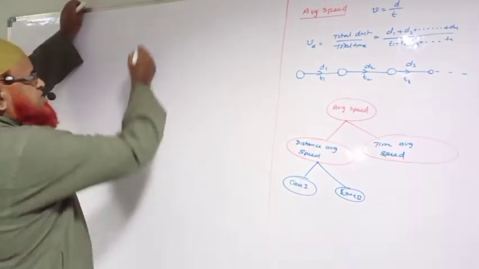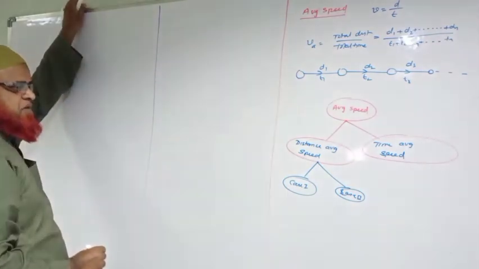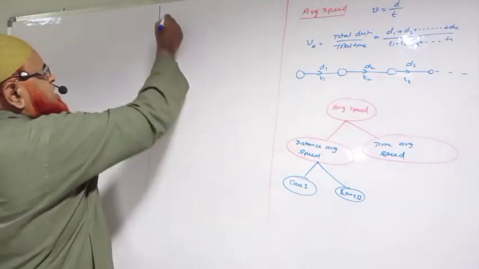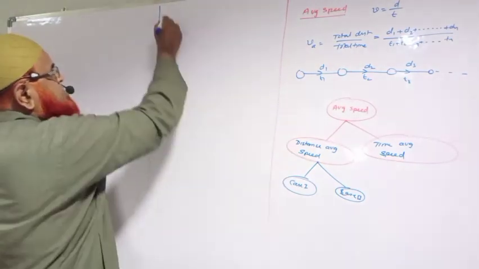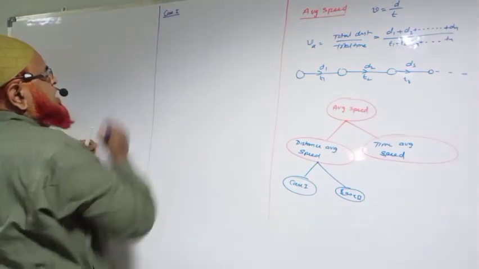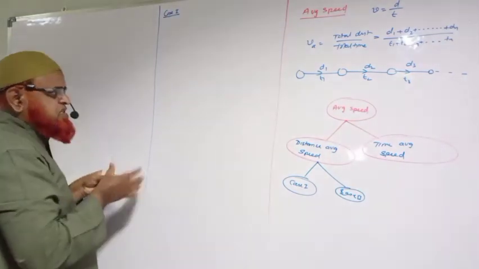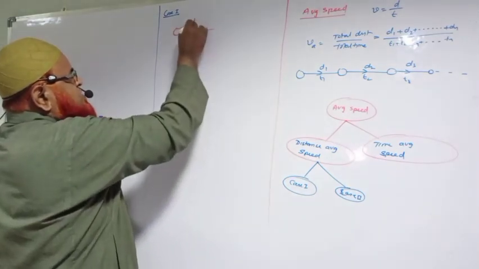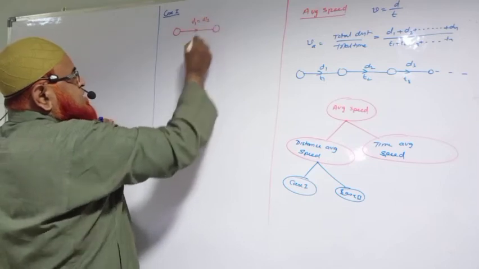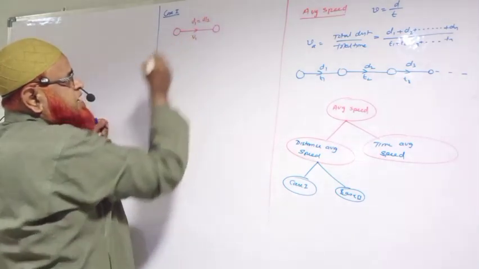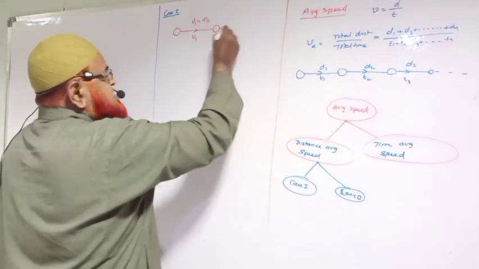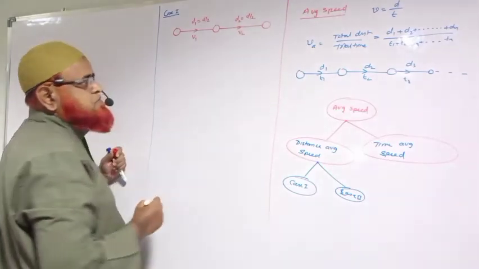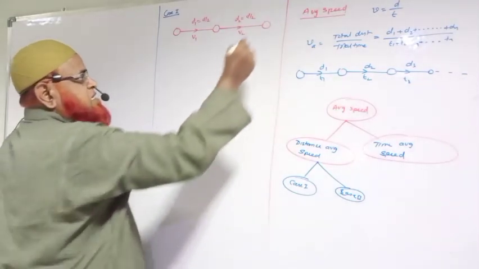So what is the meaning of distance average speed? We shall discuss this in detail. In distance average speed, one thing is clear. For example, I am taking case 1. Let us imagine that a body travels the first half of the distance with speed v1 and the next half of the distance with speed v2. Let us continue like that.